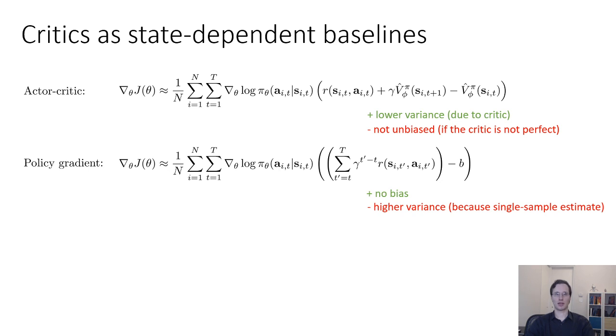So one question we could ask is, could we get a policy gradient estimator that is still unbiased, but uses the critic in some other way to lower the variance? And the answer is that we can. We can actually construct a policy gradient estimator that has slightly higher variance than the actor-critic version, but no bias like the policy gradient version. And the way that we can do this is by using what's called a state-dependent baseline.